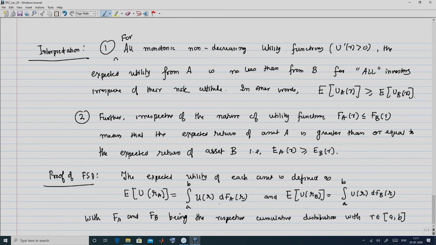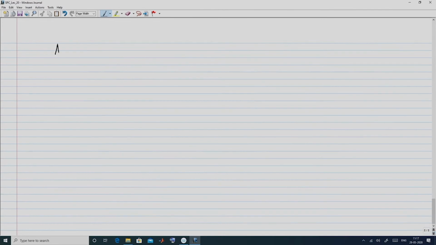So, you have the cumulative distributions F_A and F_B, and then you have the utility u of r. So, the expected utility in the first case will involve this integral with respect to the cumulative distribution F_A, and in the second case it is going to be with respect to the cumulative distribution F_B. So, we have now settled what the expected utilities are in the case of A and B, two generic portfolios. Now we come to what is known as dominance.